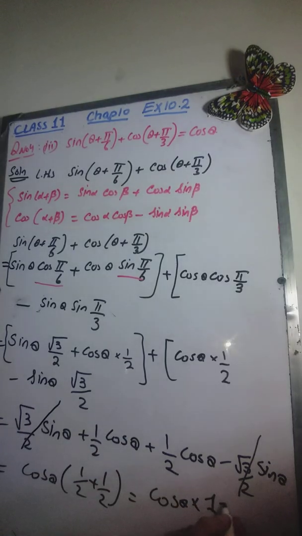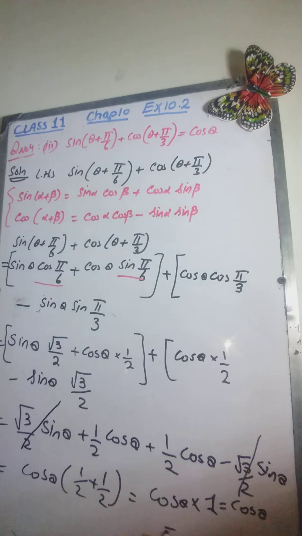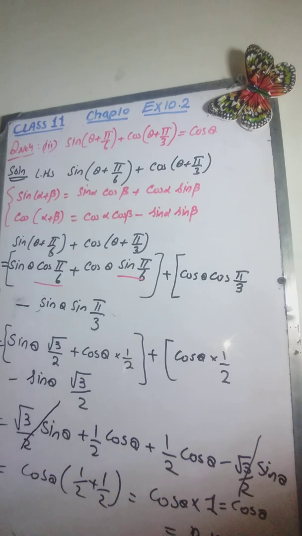This will be equal to cos theta, which is equal to the right hand side. Okay, and this completes the solution of this question. We have proved that sin of theta plus pi by 2 by using these two identities.